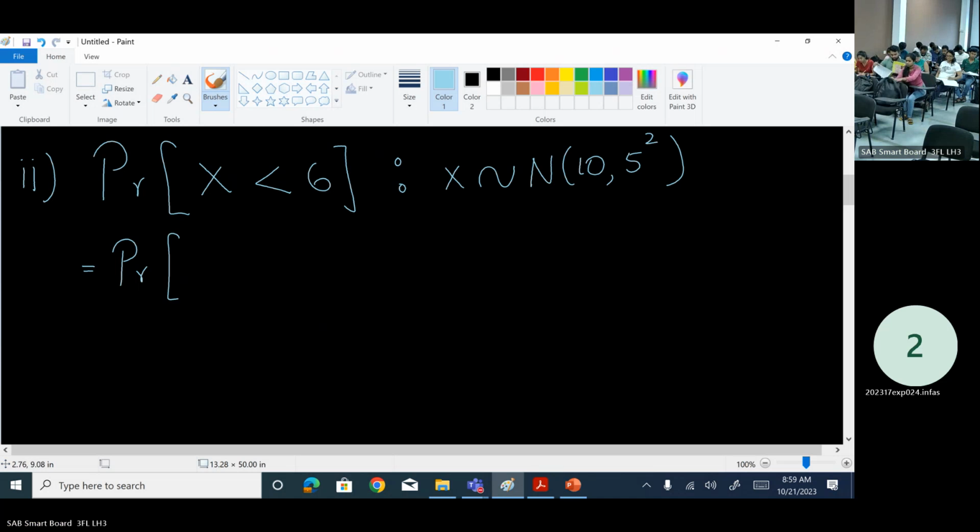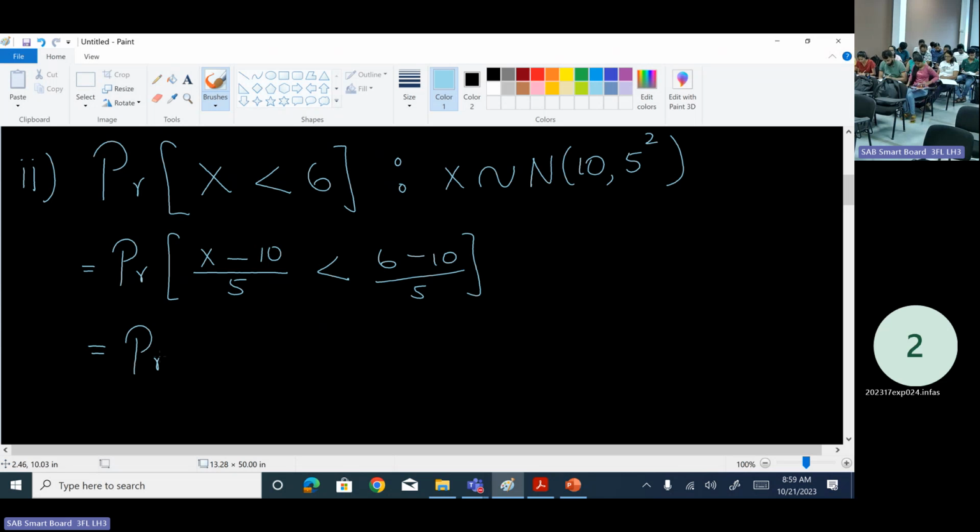Probability x, do the process. Subtract mean 10, divide by sigma 5. Done for that. Less than 6, do the process: subtract mean, divide by sigma. So this probability becomes z less than -4 divided by 10, so it is minus 0.8.